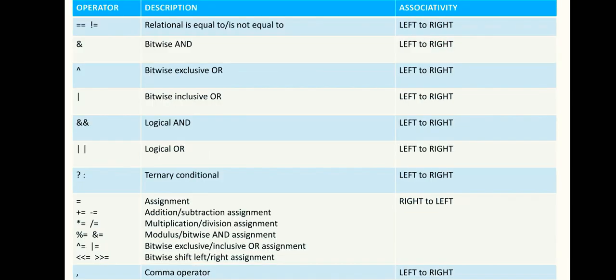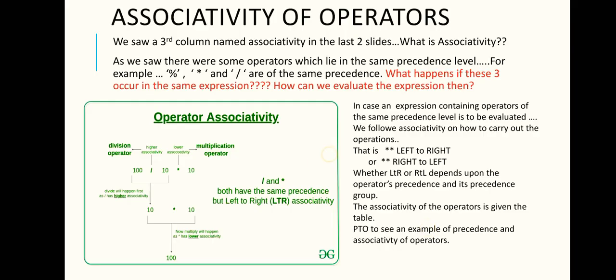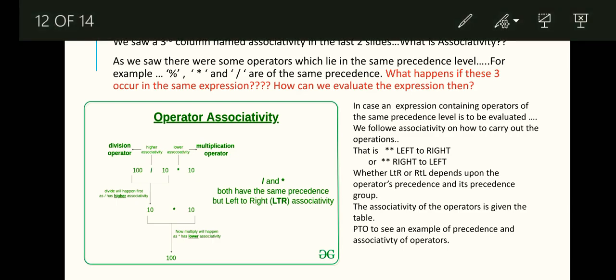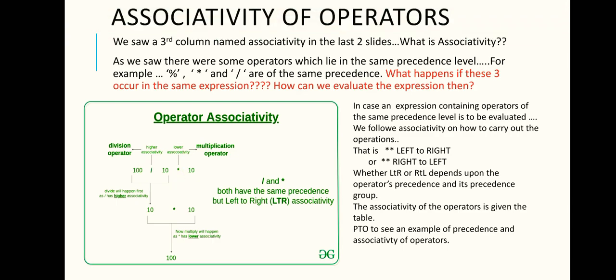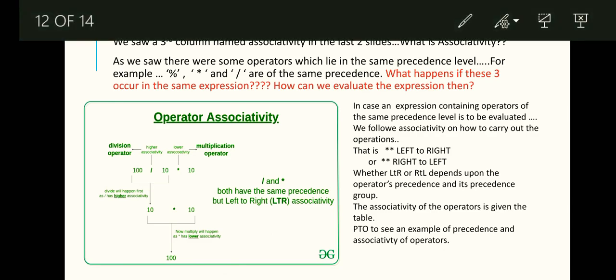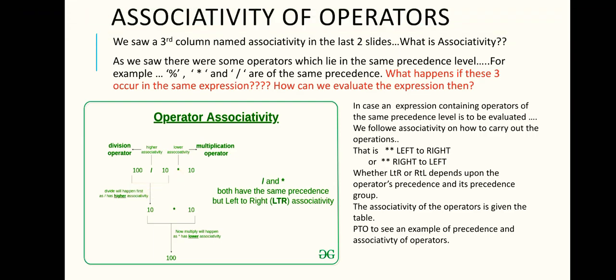So as we know that multiplication and division have associativity from left to right, we apply that here. The evaluation proceeds from left to right, so the division operator on the left is evaluated first. So 100 divided by 10 we get 10, and then 10 into 10 we get 100.